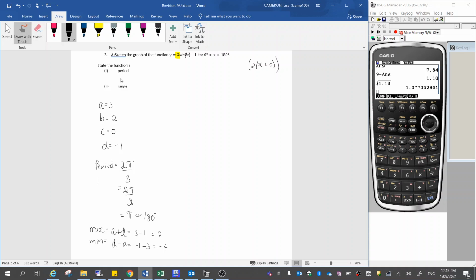The period of this function is pi, or 180 degrees, because we're working in degrees. And our range is going to be between -4, including, up to 2. So it can take on any value between our range.